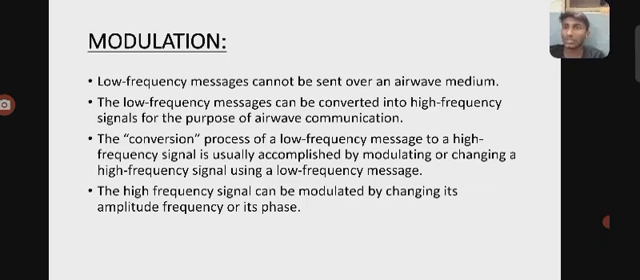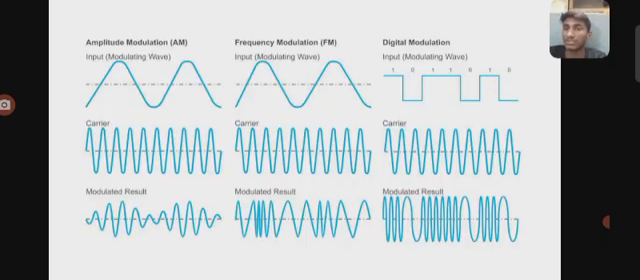By the definition of modulation, the characteristics of a carrier signal, like amplitude, frequency or phase angle, change according to our message signal, which is a very low frequency signal. So the high frequency signal can be modulated by changing its amplitude, frequency or phase, as we said. Here you can see pictures of different modulation techniques like amplitude modulation, frequency modulation and digital modulation.